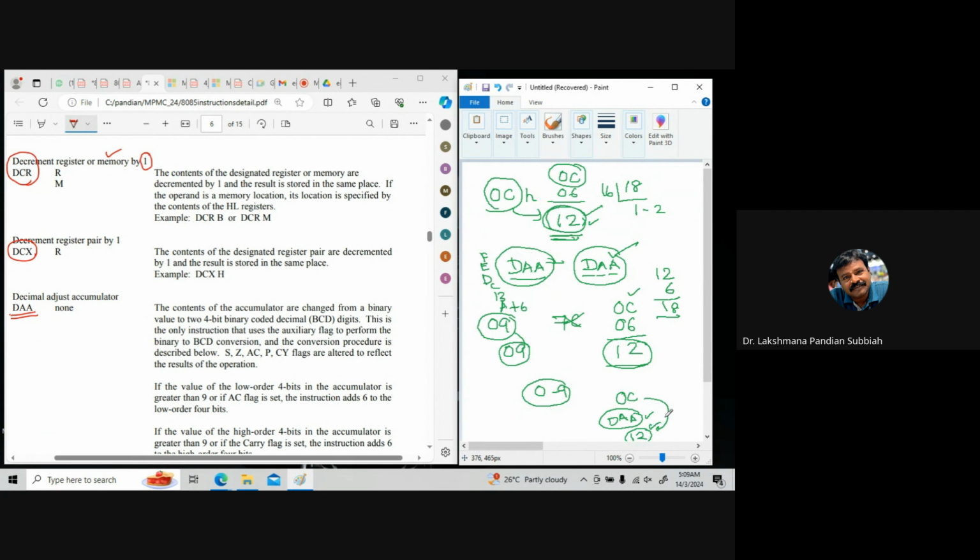I already told you that we have the auxiliary carry. This auxiliary carry is used internally, right? What do we mean by auxiliary carry? If you have 0A, the auxiliary carry will be set; 0B, auxiliary carry will be set; 09, auxiliary carry won't be set. Whenever the auxiliary carry is set, decimal adjust accumulator adds 6 and adjusts the decimal number. Once again, I'll tell that one.